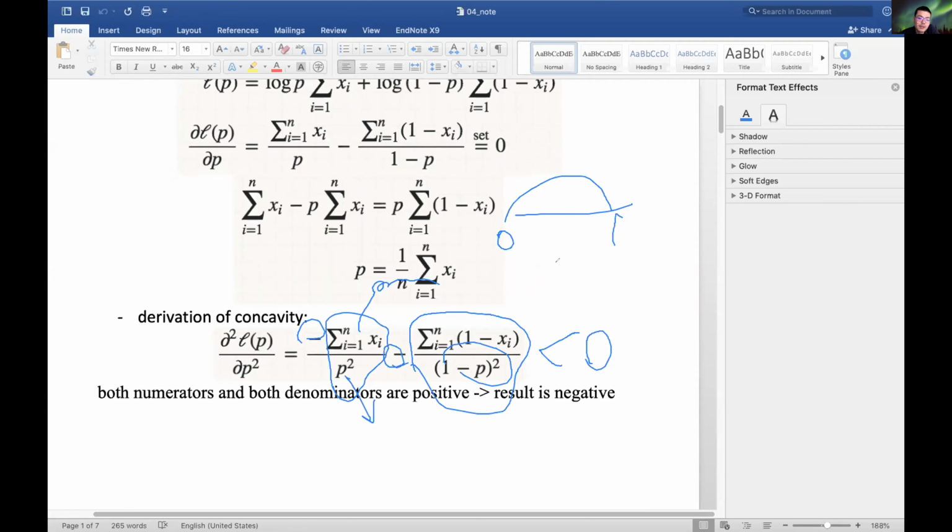Xi is a Bernoulli distribution, right? We talked about we have 5 draws: 0, 1, 1, 0, 1. Okay? So this is x1, this is x2, okay? So actually this xi is in our notation.